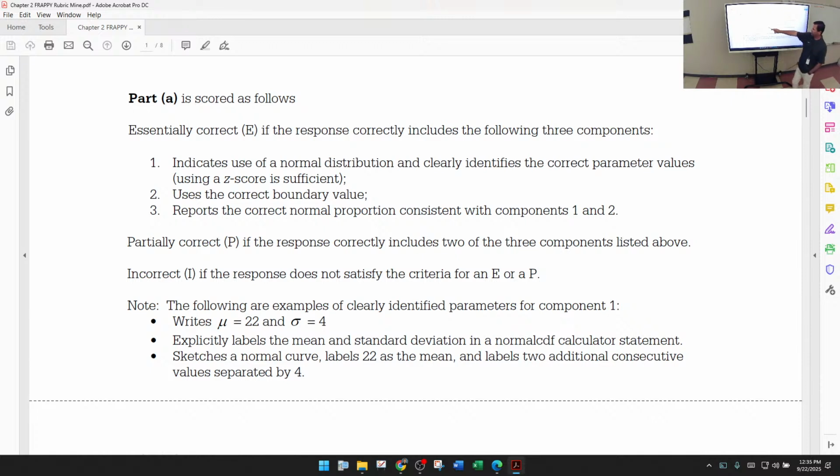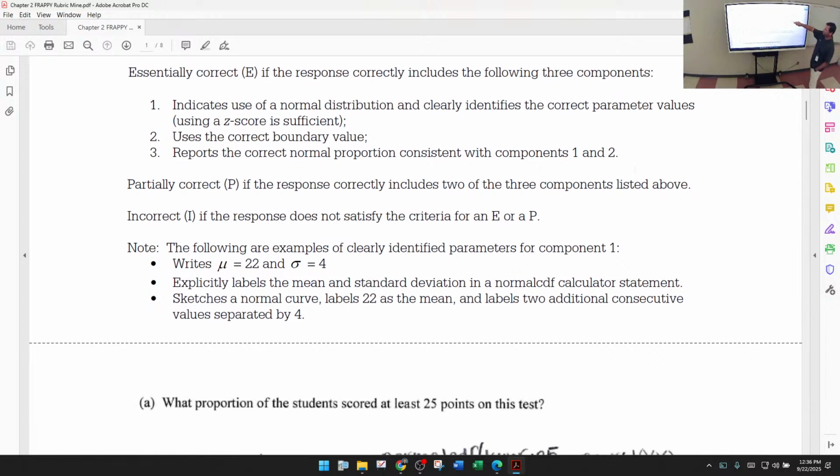But they go on to say that using a z-score is sufficient. I don't figure many of you did that, but however knows that. Uses the correct boundary value, 25, to the right of 25. I'm not sure we're hitting that on some of those. And then reports the correct normal proportion consistent with components 1 and 2, meaning that if you messed up 1 and you messed up 2, as long as your proportion fits that, you'll get credit for number 3. Okay? Partially correct if you only hit 2 of those.